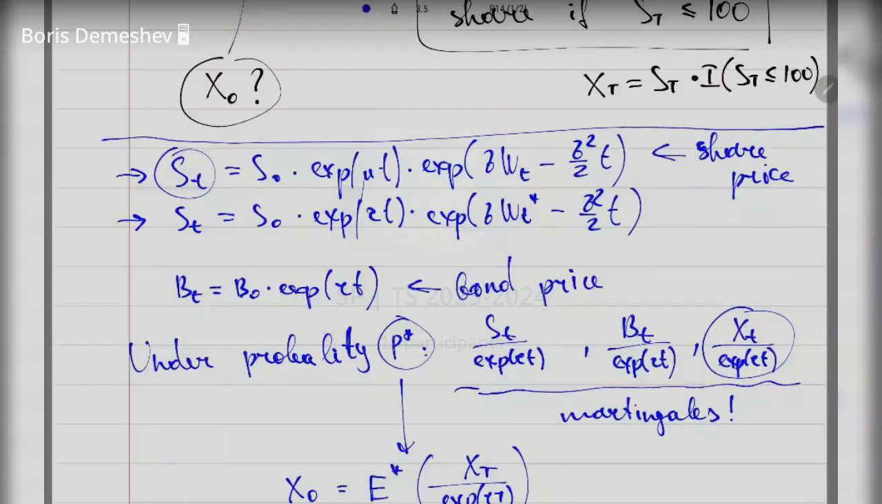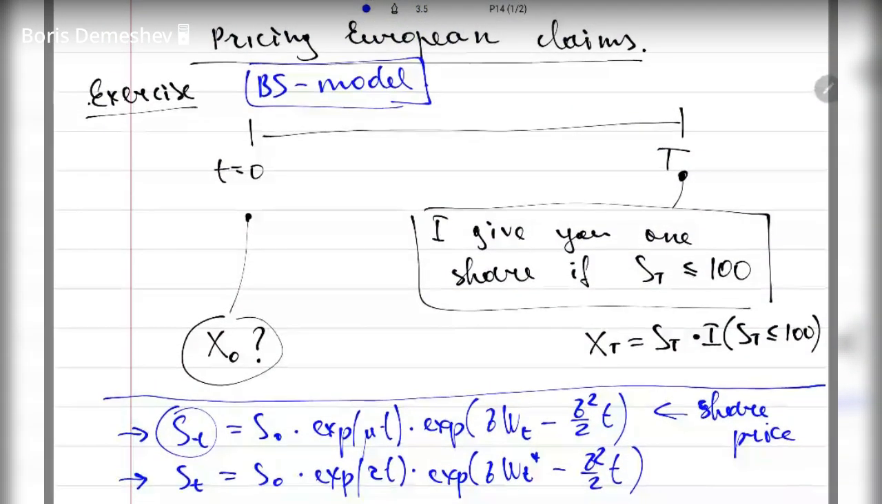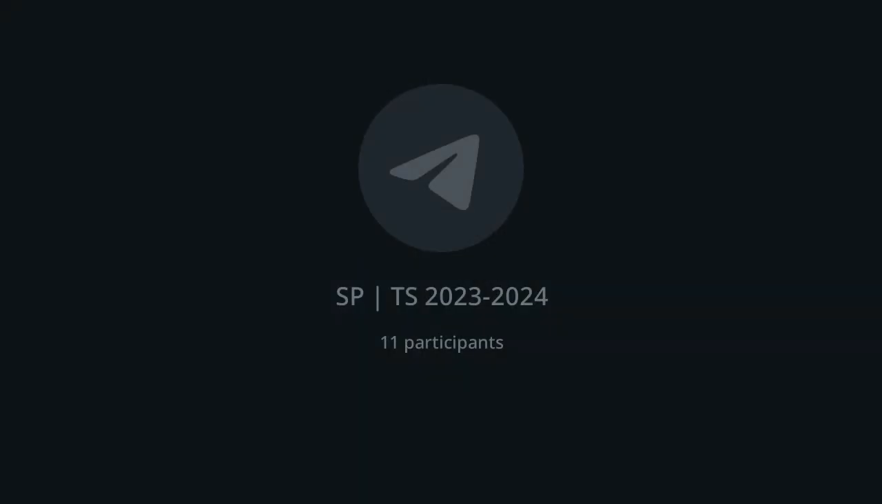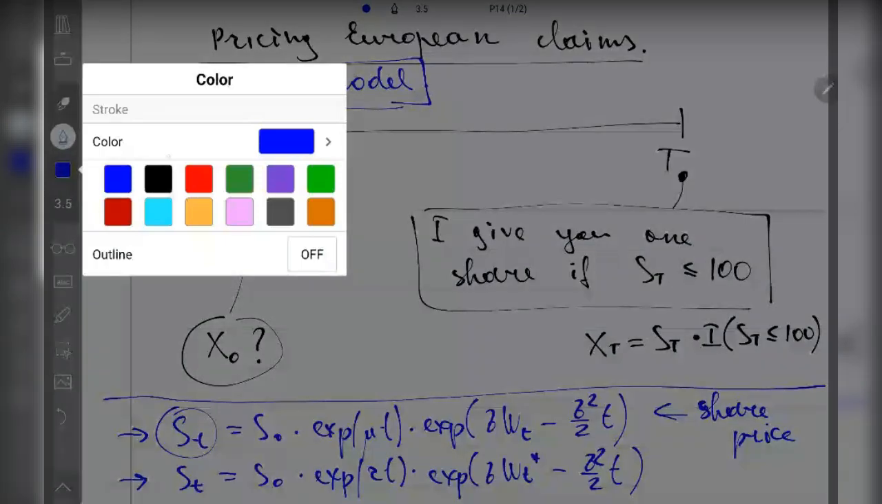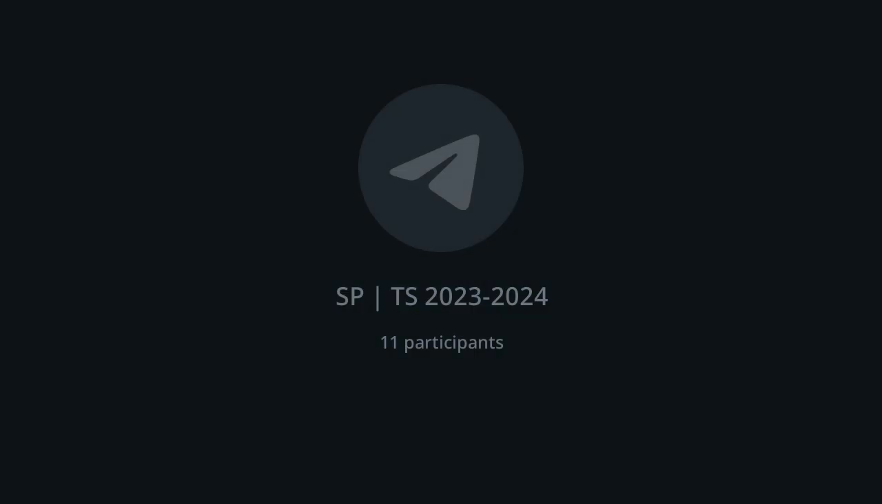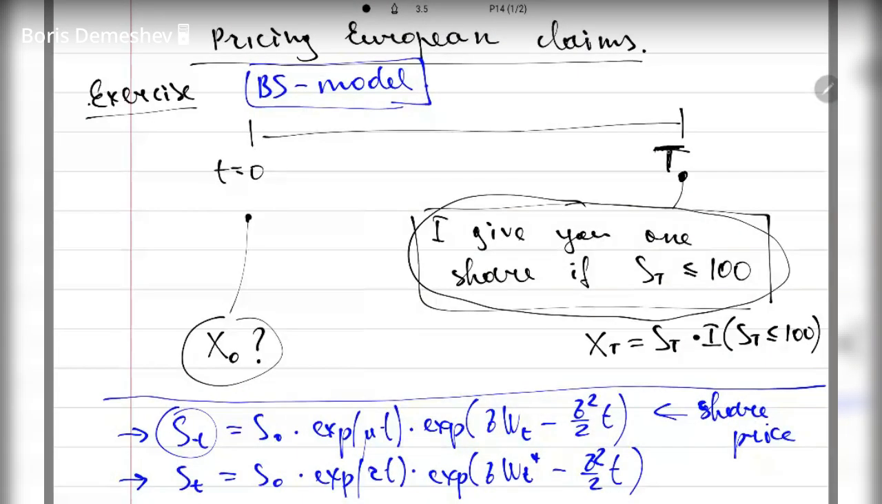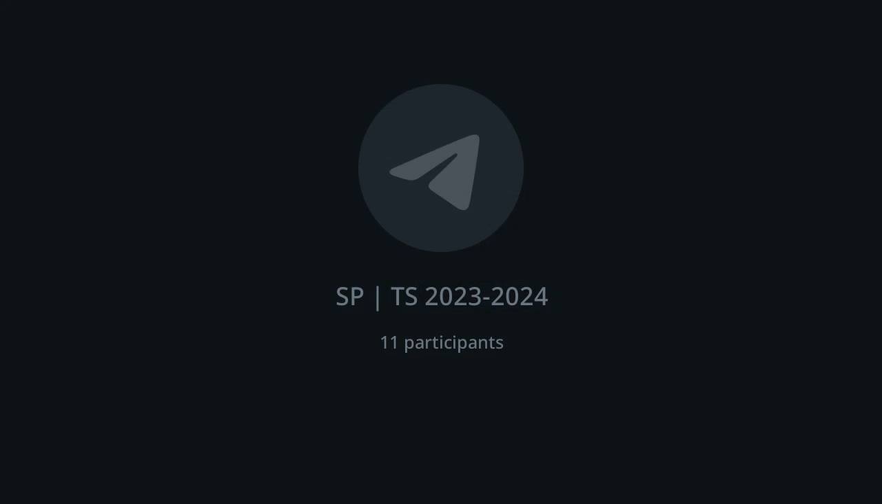And we have described our third asset. We have introduced one more asset in the Black-Scholes model. We have said, okay, imagine that I promise at time moment big T, I will give you one share if ST is less than 100. And I give you nothing if this condition is violated. And this promise may be traded.